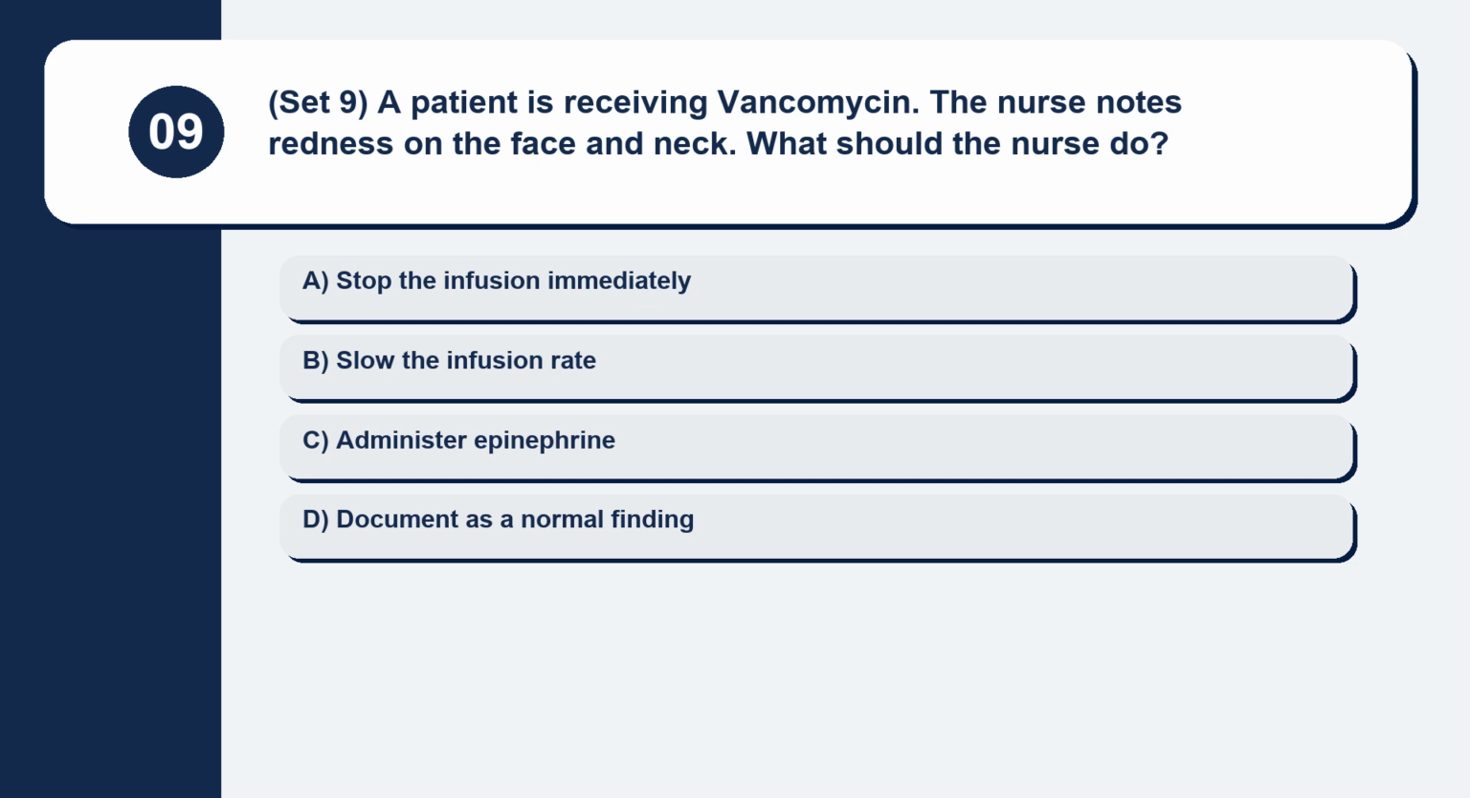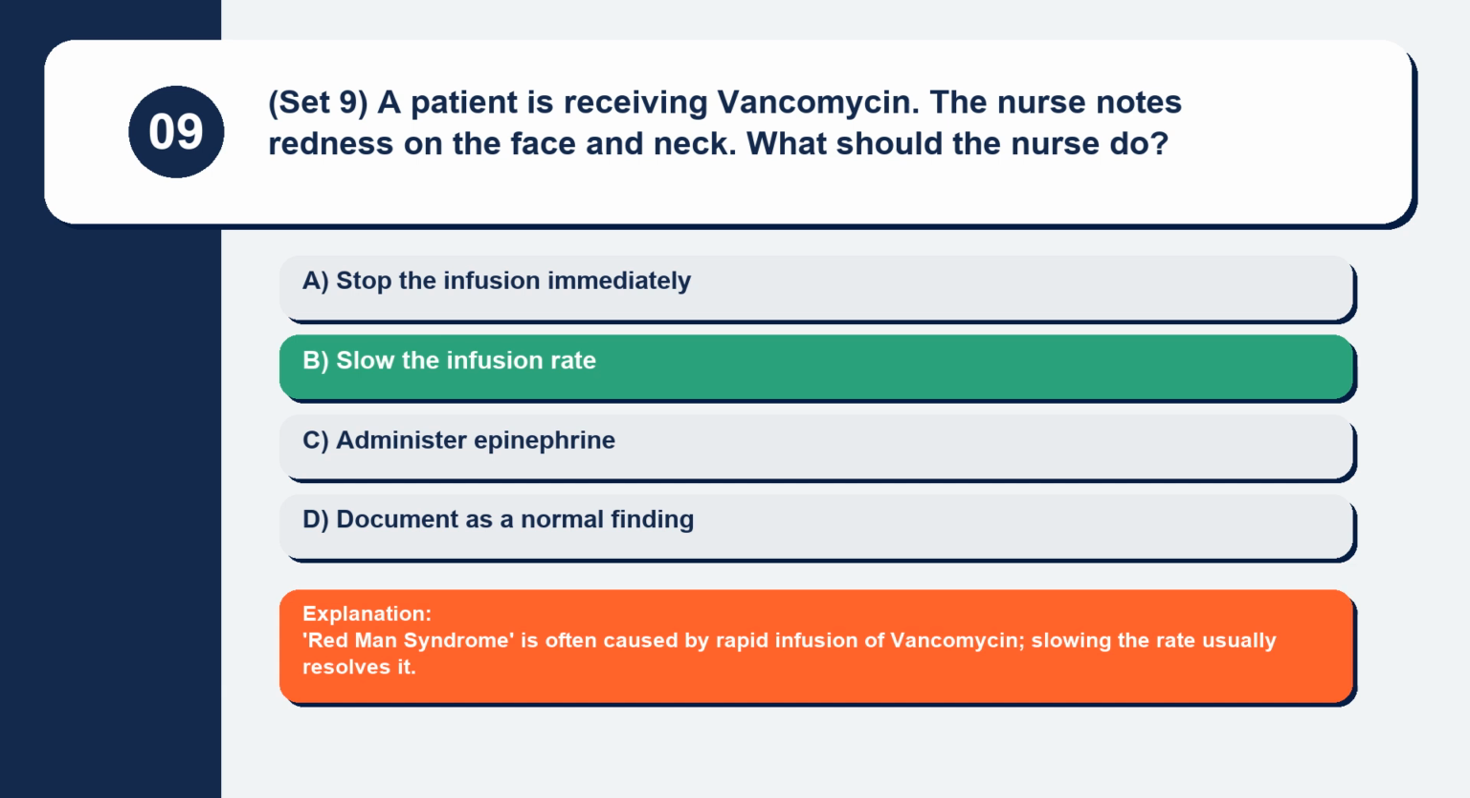Question 9, Set 9. A patient is receiving vancomycin. The nurse notes redness on the face and neck. What should the nurse do? Stop the infusion immediately, slow the infusion rate, administer epinephrine, document as a normal finding. Red man syndrome is often caused by rapid infusion of vancomycin; slowing the rate usually resolves it.